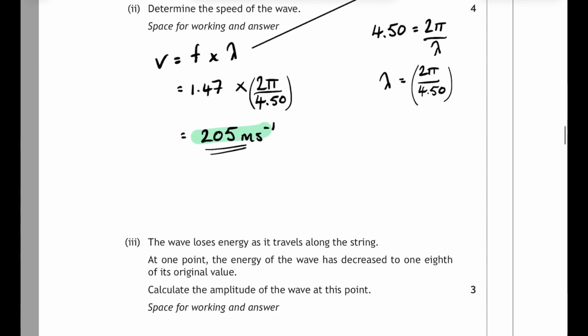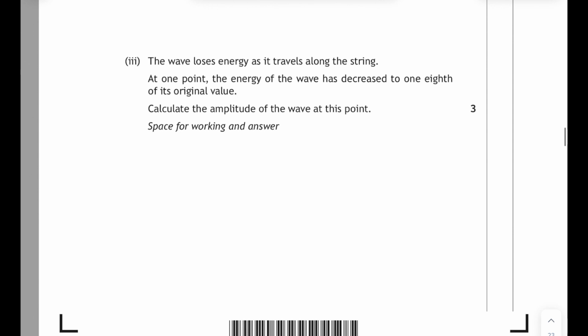Okay, on to part A part 3. The wave loses energy as it travels along the string, and at one point the energy of the wave has decreased to 1/8 of its original value, and we have to calculate the amplitude of the wave at this point. Well, straight to your relationship sheet, and we've got the relationship that links energy and amplitude of a wave as E = ka². Or in other words, the energy divided by the amplitude squared at one point will be equal to the energy divided by the amplitude squared at another point.